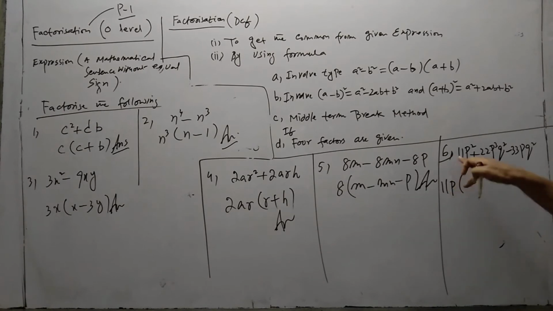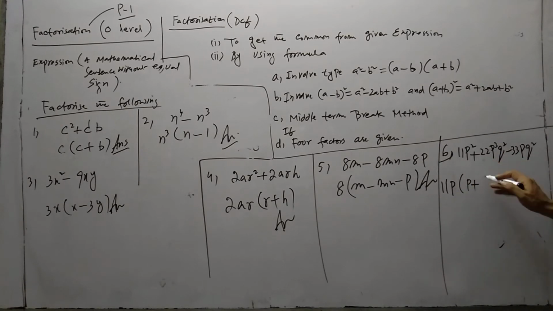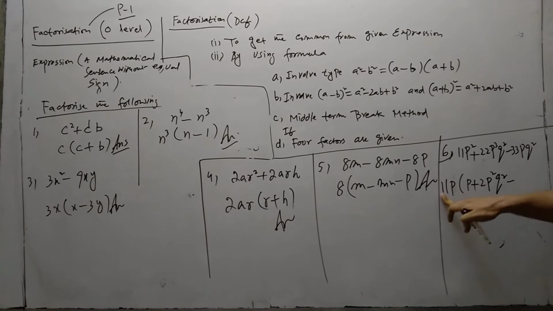Open the bracket. 11, 11 same. P square, this is p, so only p is left. 11 twos are 22, this is p cube, this is p, so the remaining is only p square, q square remains the same, minus 11 threes are 33, p same, so only q square is present.